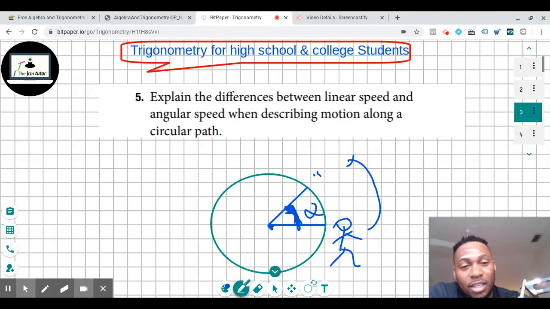this direction here, counterclockwise, and it makes an angle alpha, we wanted to know what his angular speed is and what his linear speed is. So we wanted to know, what's the difference between them. And this is exactly what we're going to do in this exercise.